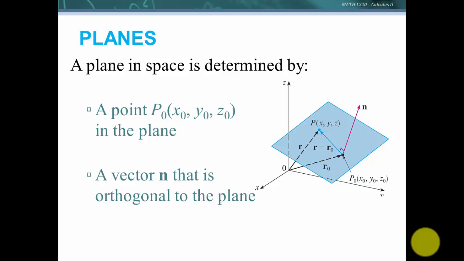We have a point on the plane, so we can see here we have P naught, and we have a vector that is normal or orthogonal to the plane. Here's our normal vector right here. That would be enough to define the plane.